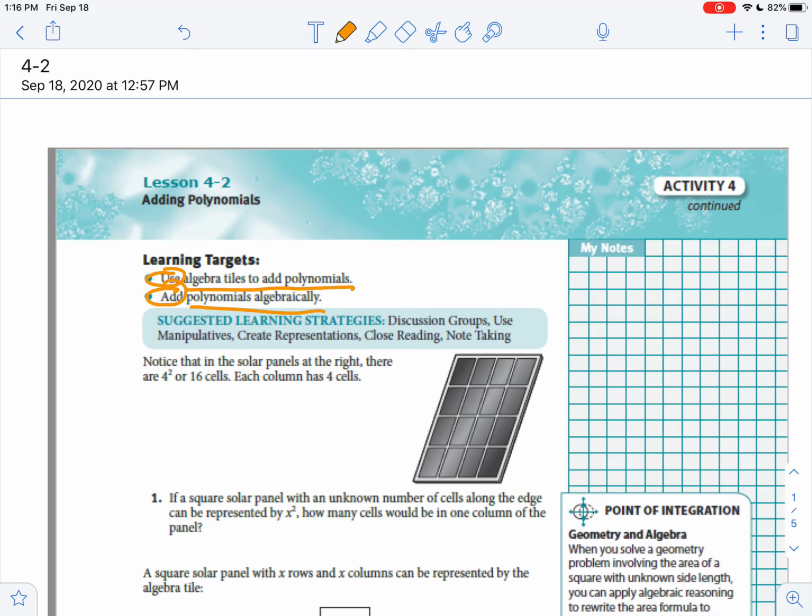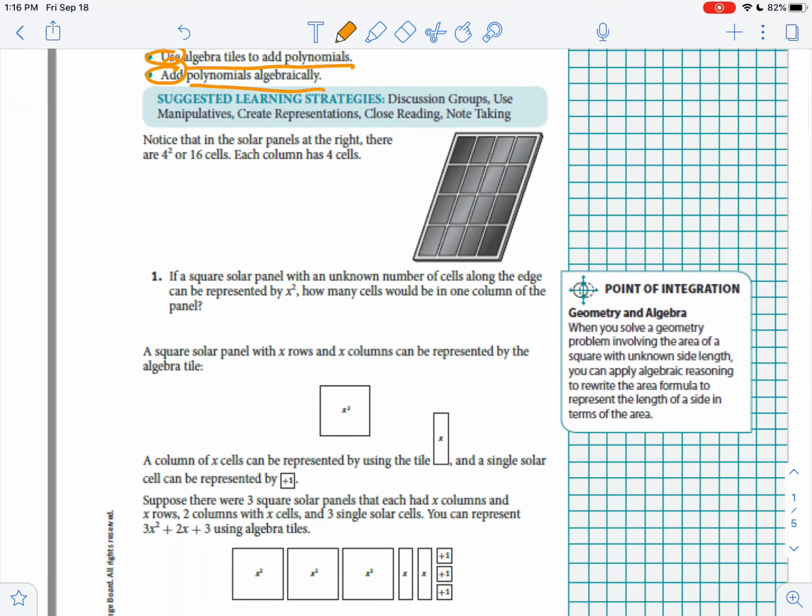Okay, so we're back to our application problem, which is the solar panels again. It says that notice that in the solar panels at the right, there are 4 squared or 16 cells. Each column has 4 cells. If a square solar panel with an unknown number of cells along the edge can be represented by x squared, how many cells would be in one column? Well, there would just be one, because x times x is what's going to give us the x squared.